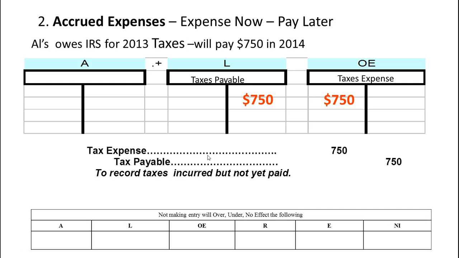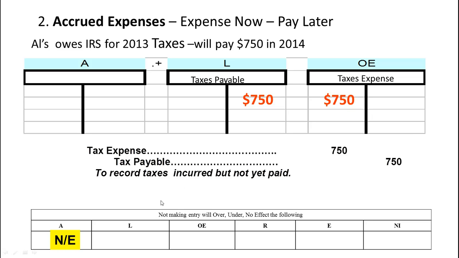And then again, it's really important to understand what is going to happen if we don't make this entry to these elements. So assets. What's wrong with assets if we don't make this entry? Well, the answer is nothing, no effect, because this entry only affected a liability and then owner's equity under an expense type of account. So nothing is going to be wrong with assets if we don't make this entry.